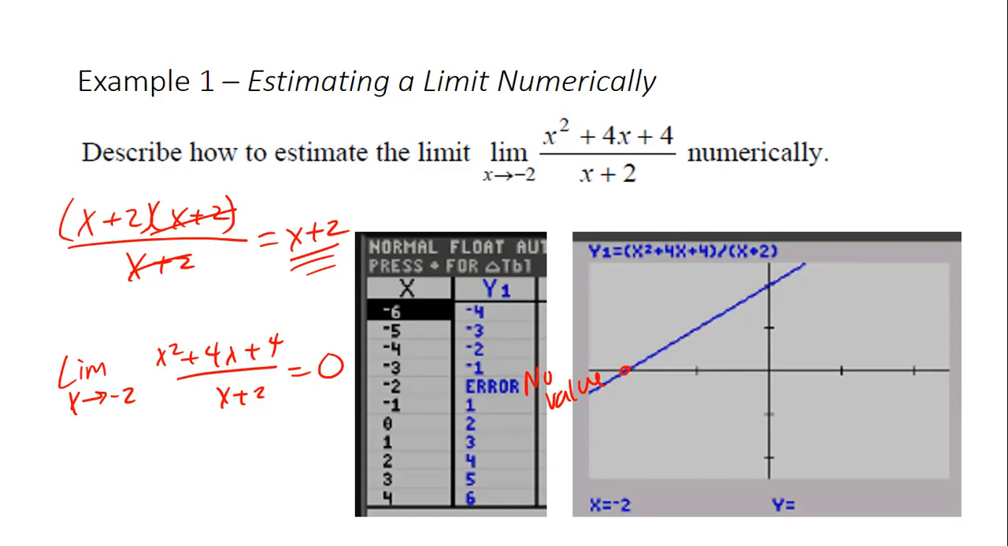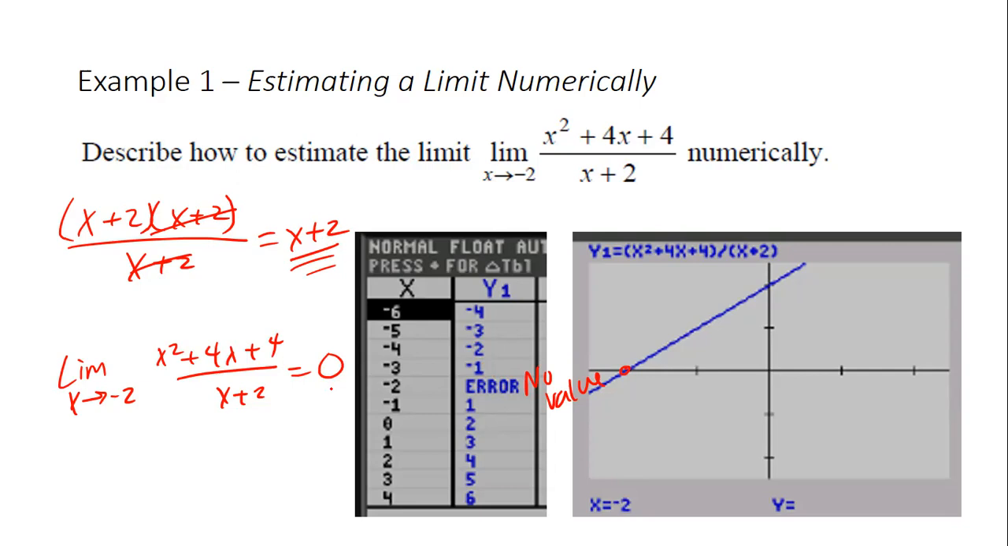We could have done this without the calculator. We found that there's a hole, so there's no value, but then we could plug in -2 and find that we're approaching what? 0, right? Because -2 plus 2 equals 0. So we could find it without the calculator.